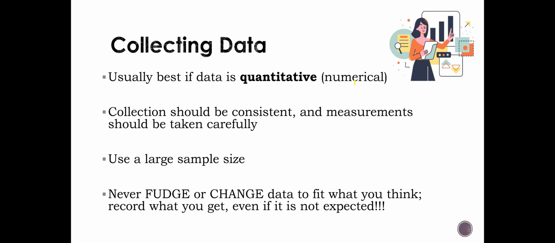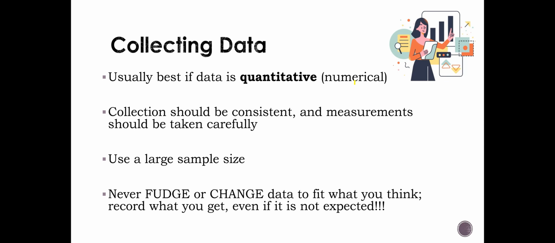Now, it's typically best if this data is quantitative. There's two general types of data. We have qualitative, which describes the quality of something. The tree bark was rough, okay? That would be a qualitative piece of information. The earthworm was slimy. The earthworm was skinny, okay? Those are all qualitative descriptions.